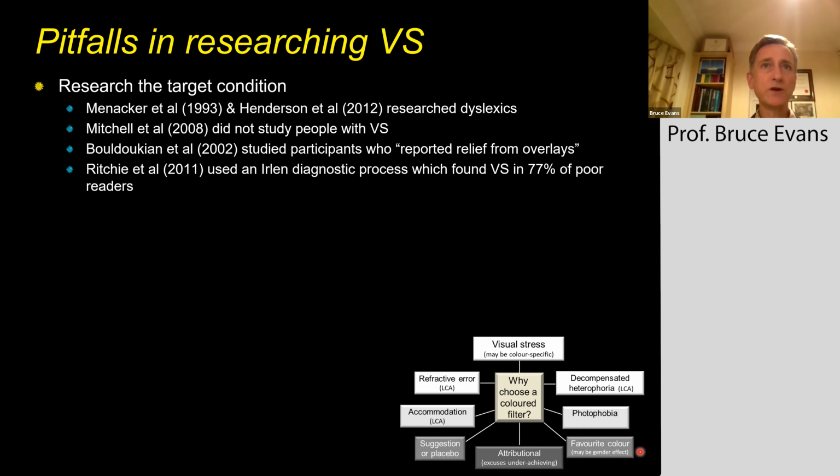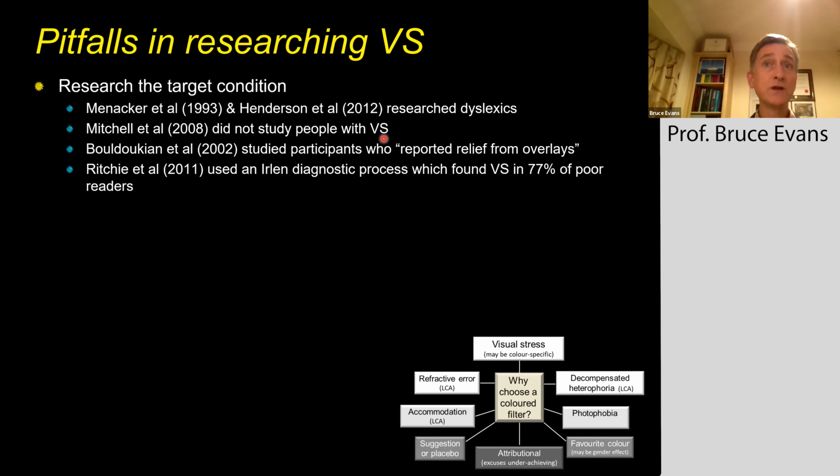And when you look at the literature, you'll find that studies that tend to conclude that coloured filters are not helpful will often not be designed well to look at the target condition. So, for example, we know nowadays that probably about 1 in 5 children with reading difficulties like dyslexia have visual stress. So if you look at a relatively small sample of dyslexics and say, do coloured filters help them? You probably won't think they will, because only 1 in 5 of that small sample will actually have visual stress. You need to study people with visual stress.